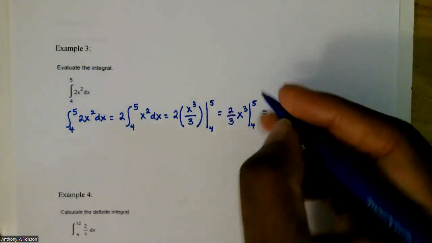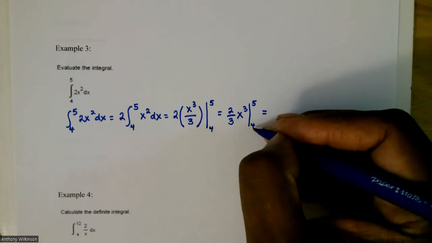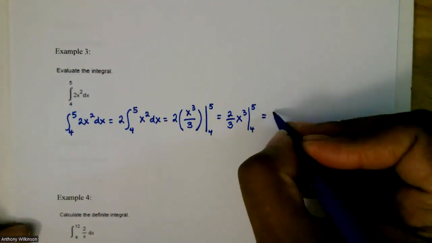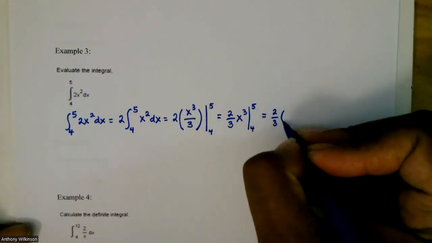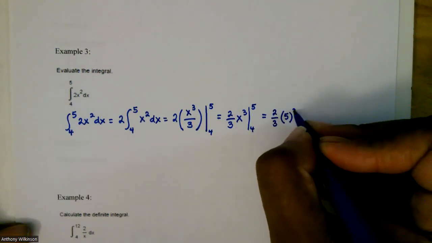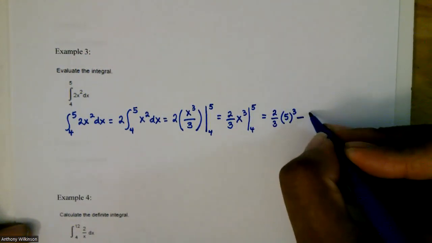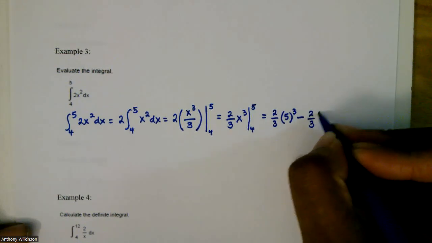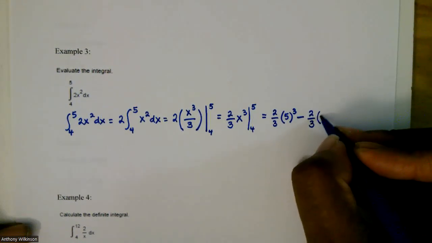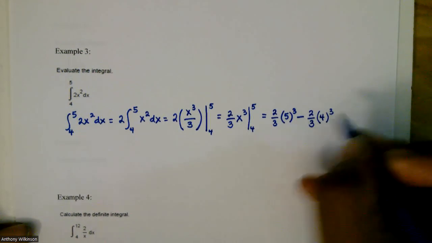So here, this will be upper limit minus the lower limit. So here, I'm going to have 2/3 times x, which is 5, and that's cubed, minus 2/3 times the lower limit, which is 4, so that'd be 4 cubed.